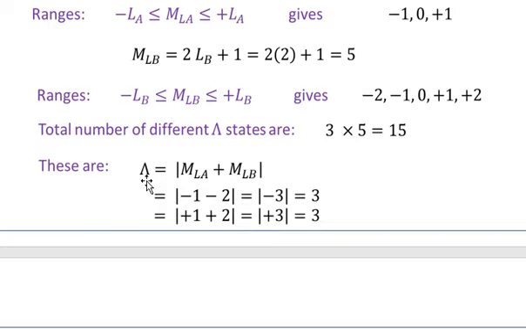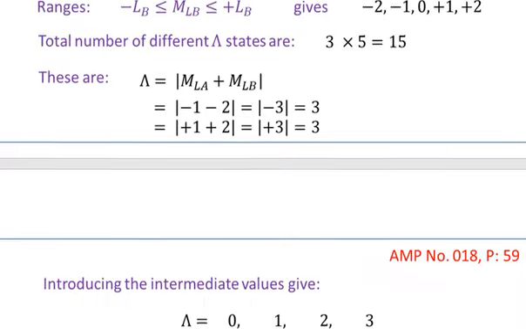Since capital lambda is equal to the mod of ML_A plus ML_B, let's construct the maximum value, because the maximum value out of these contributions will be equal to 3. So 3 can be constructed by minus 1, minus 2. The mod of this, mod of minus 3, is equal to 3. Similarly, plus 1 and plus 2, the mod of plus 3 will also be equal to 3. So you see that capital lambda equal to 3 can be constructed using 2 options.